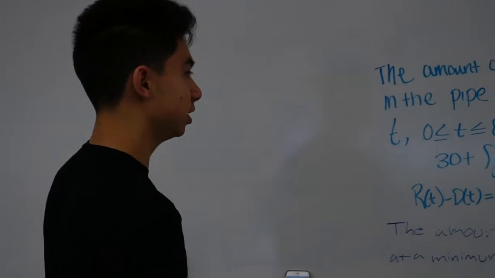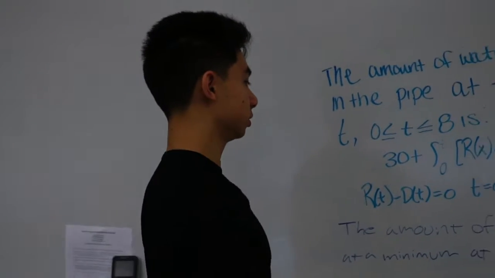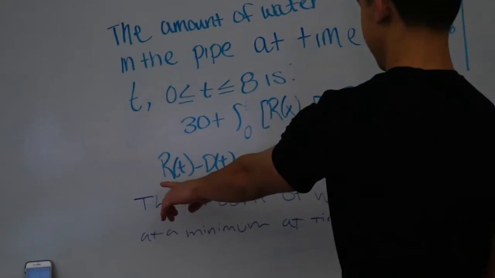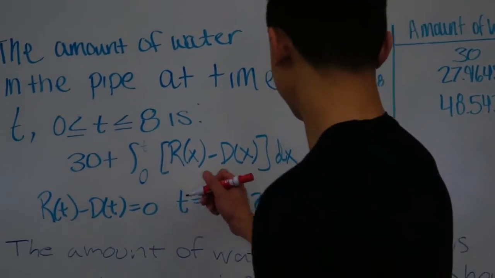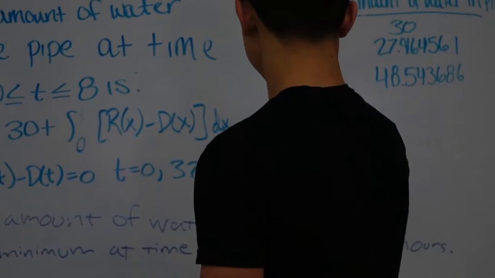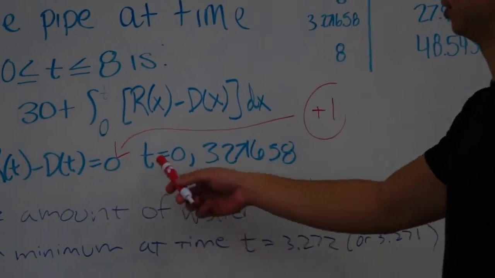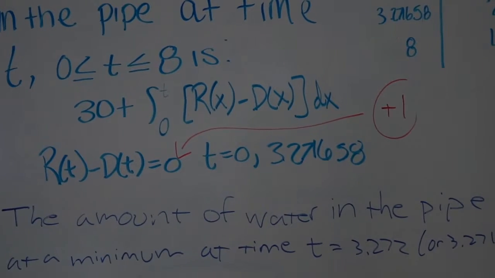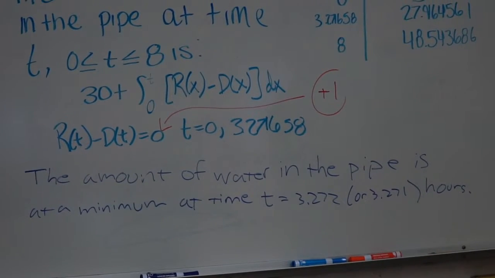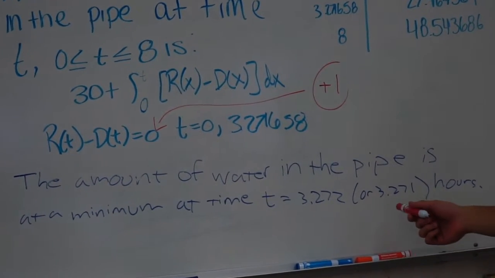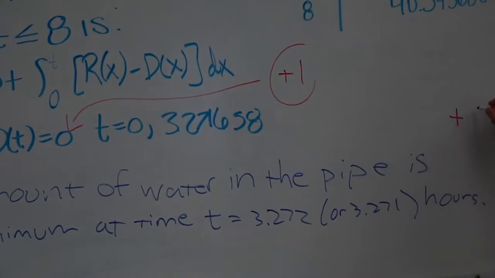Okay, so there are 3 total possible points for part C. The first one comes from saying that r of t minus d of t equals 0. So you get 1 point for having this piece right here, which again is just the derivative of the function that we wrote from the beginning. And then you get another point for having your answer. The amount of water in the pipe is at a minimum at time t equals 3.272 hours. So that's another point right there.